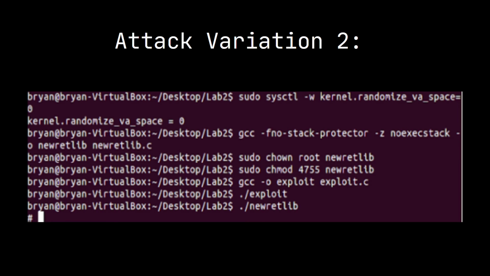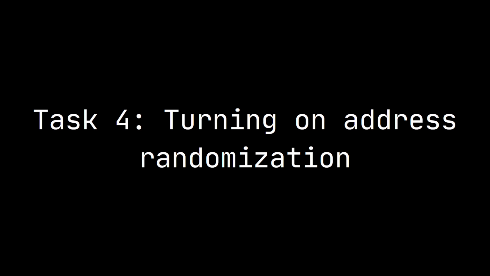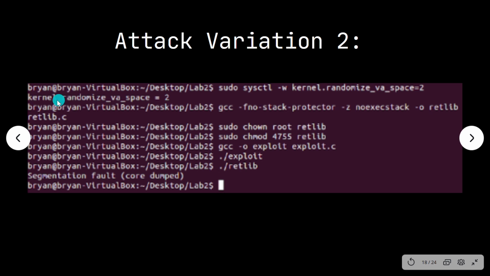So for task 4, this is looking at what happens if we turn on address randomization. When we turn on address randomization, as seen here, and run the program with the necessary countermeasures, we can see that the program resulted in segmentation fault, core dumped. The reason is that the addresses of system, exit, and /bin/sh are not constant, because that's what address randomization does. They're not in the same place, they're constantly being moved around. Because of that, the probability of us being able to hard-code guess it drops.